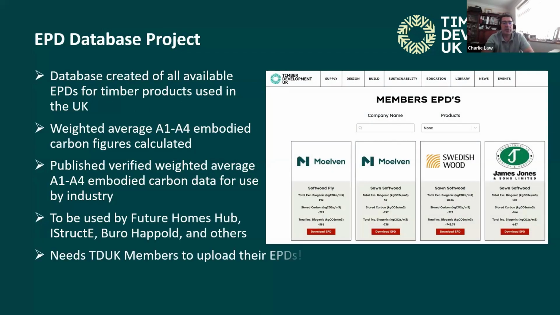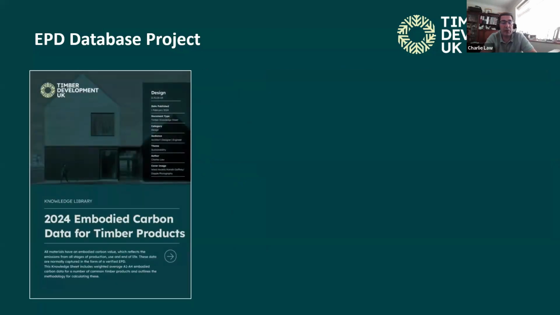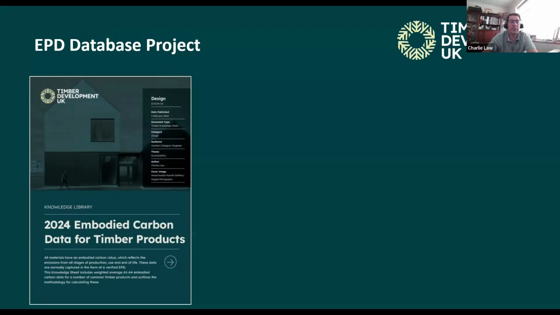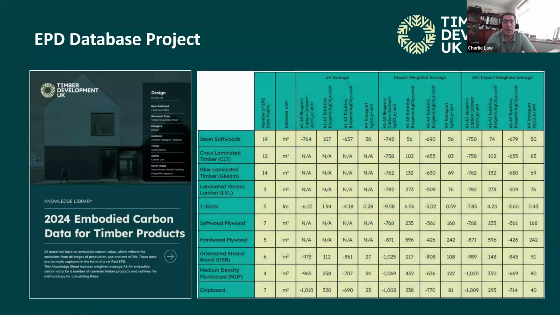And we've got the EPD database. So this is purely at the moment for members that are producing EPDs. And it states the A1 to 3 emissions for the product on there. But we've also been working with others like the Future Home Sub iStruct. Now that very much needs members to upload, but we need that to produce the 2024 embodied carbon data for timber products, which we released last year. Clicking on that again gives you weighted average data for a number of timber products that the engineers and architects are starting to use for their products now.